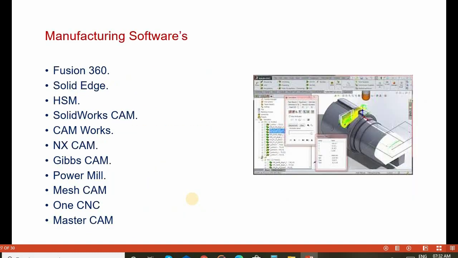There are various softwares used in computer aided manufacturing, such as Fusion 360, Solid Edge, HSM, SolidWorks CAM, CAMWorks, NXCAM, GibbsCAM, PowerMill, MeshCAM, 1CNC and Mastercam. These are the various softwares available in the market for manufacturing.